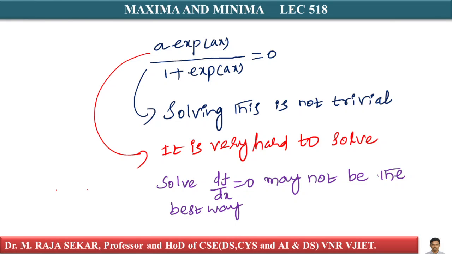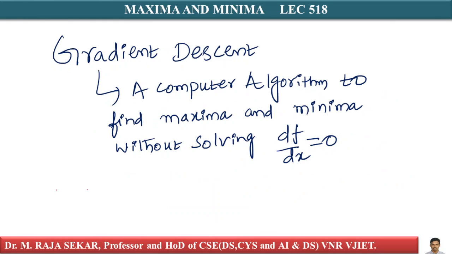So we will see some computational techniques to find minima and maxima in my next lecture. The technique is called gradient descent, which is a computer algorithm to find maxima and minima without having to solve the equation df by dx equals 0. That's very important, because sometimes it's very hard to solve df by dx equal to 0. In such cases, we will use an iterative algorithm that I will discuss in my next lecture.